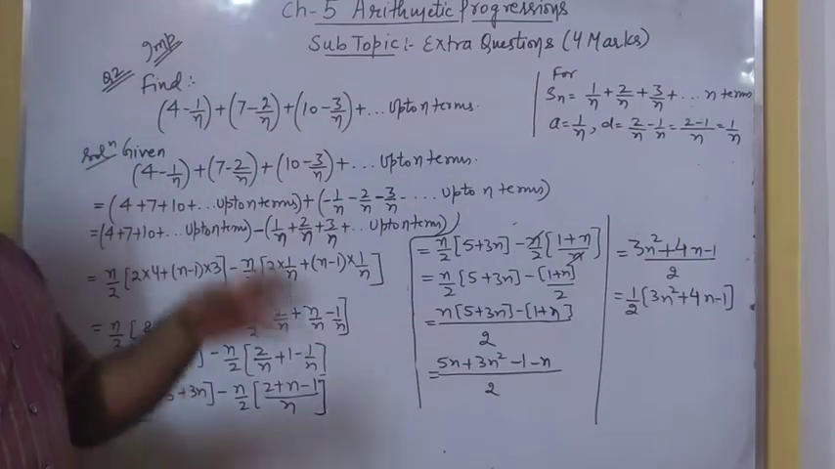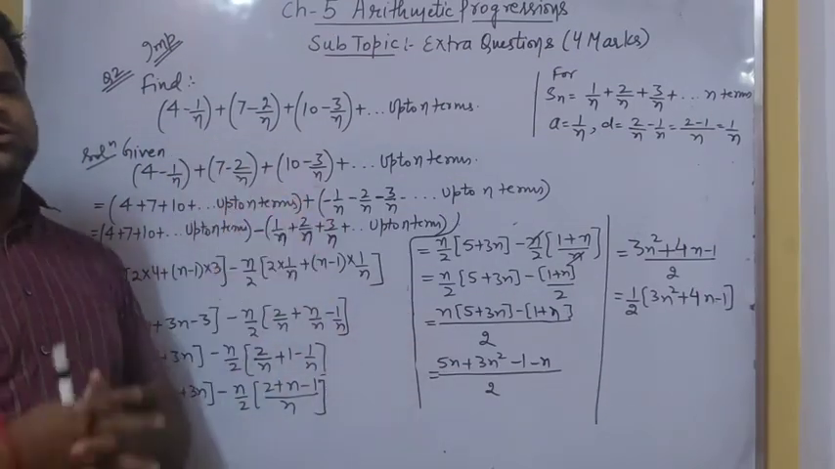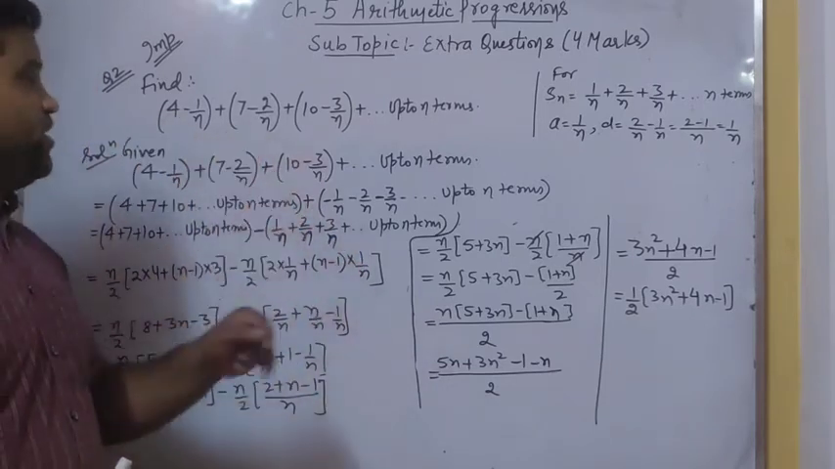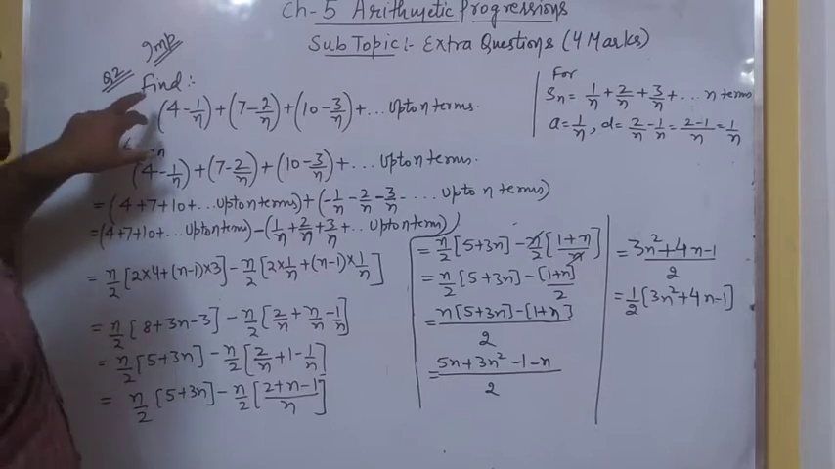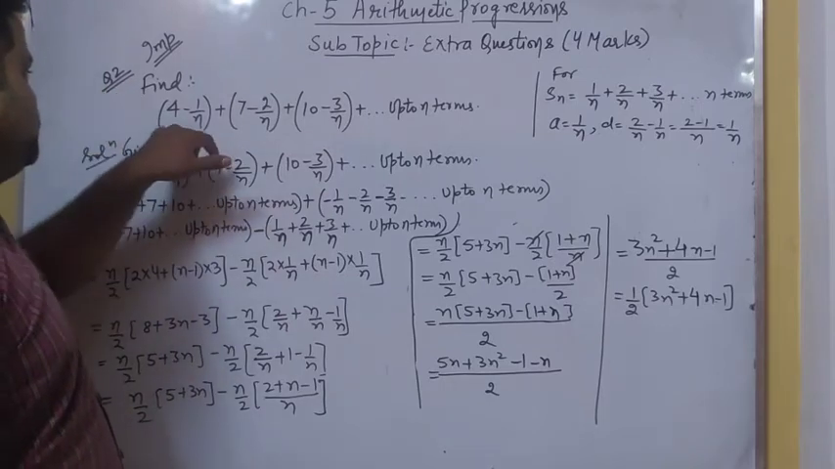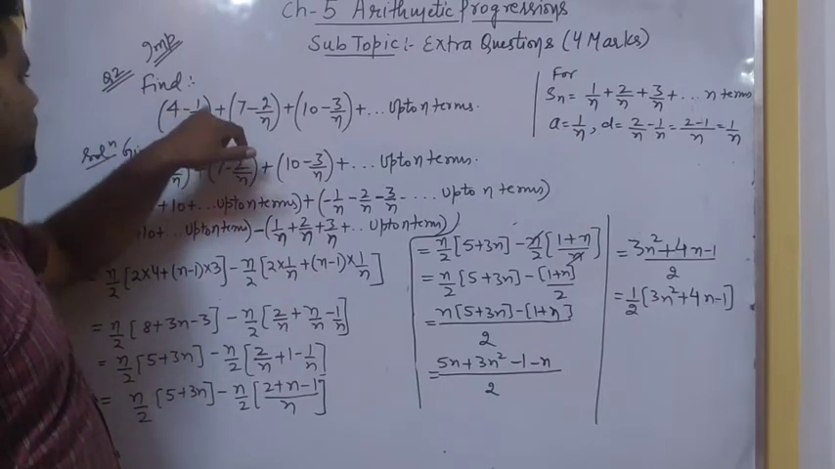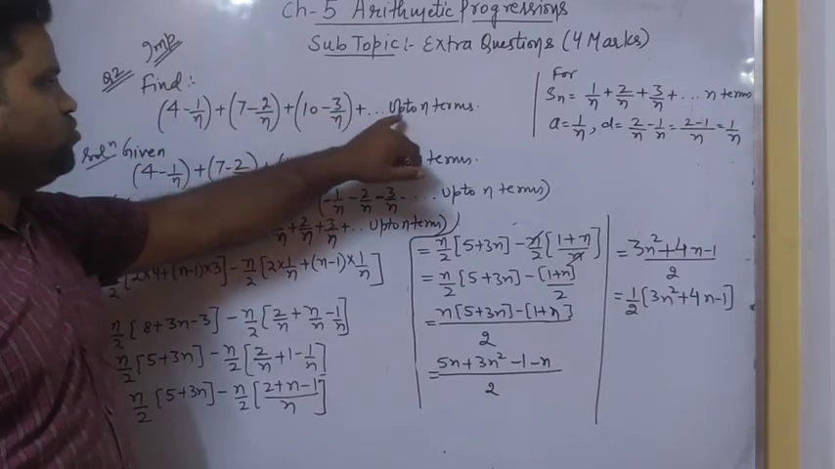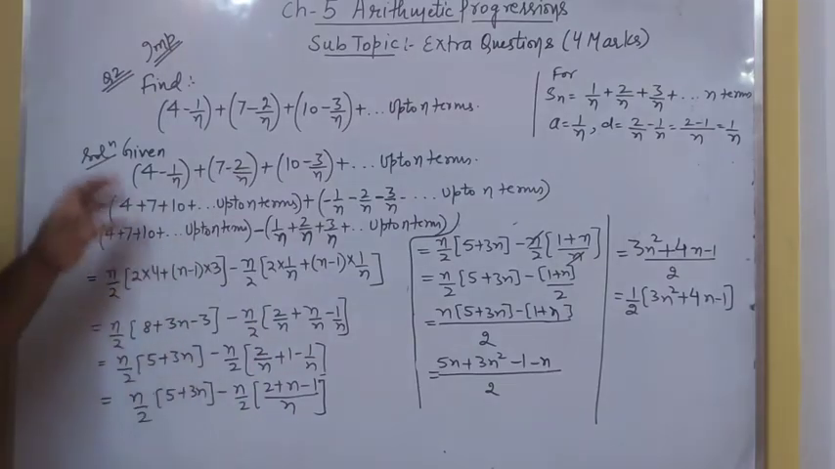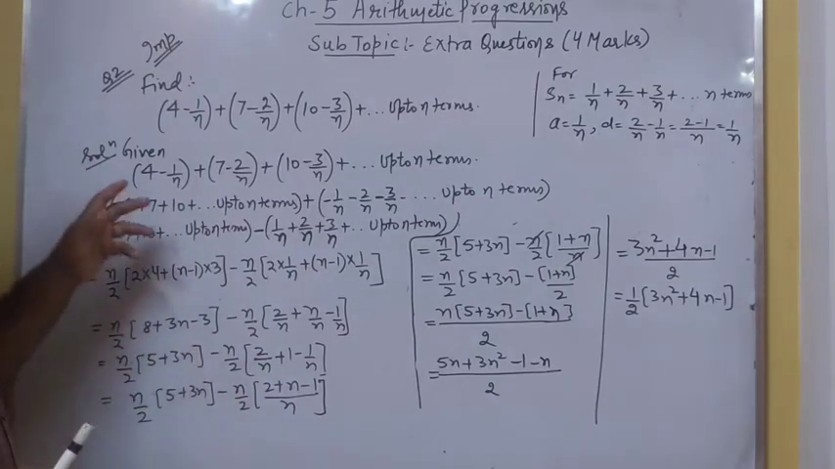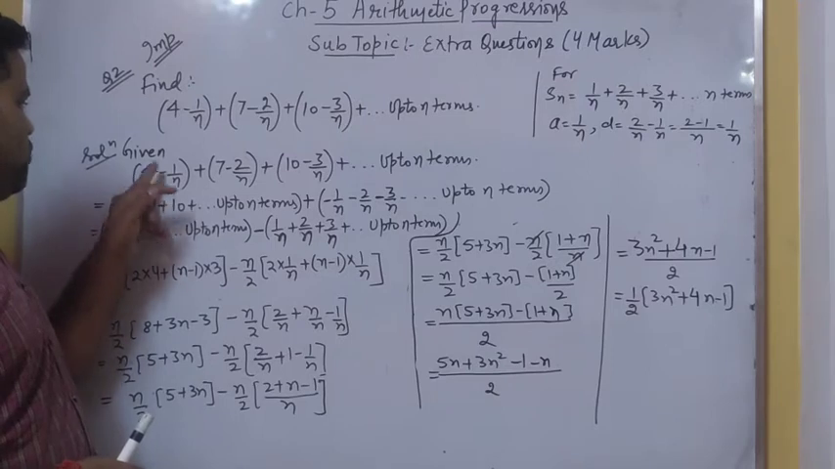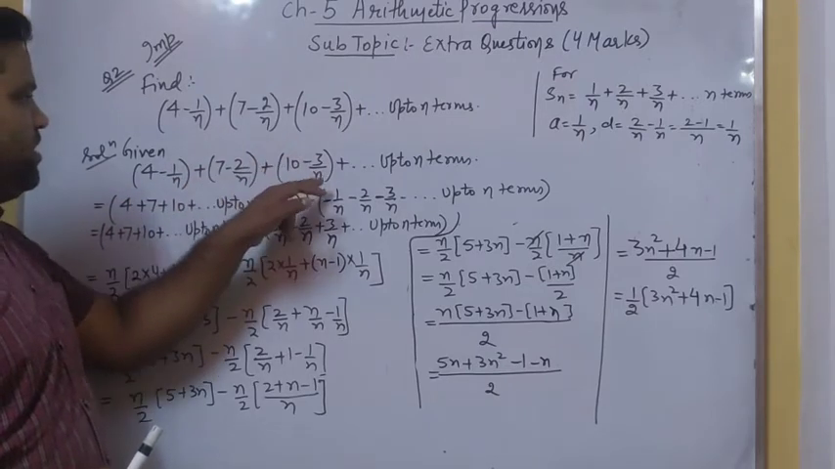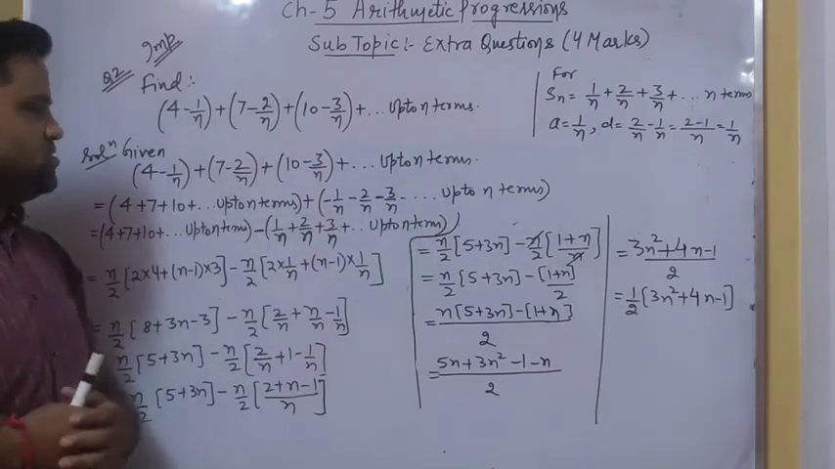Question number 2. It's an important question and it comes in the category of higher order thinking skills questions, so please listen to it carefully. Find the sum of the given series which starts with (4 minus 1 by n) plus (7 minus 2 by n) plus (10 minus 3 by n) plus up to n terms. So let us come to the solution. Our given series is (4 minus 1 by n) plus (7 minus 2 by n) plus (10 minus 3 by n) plus up to n terms.